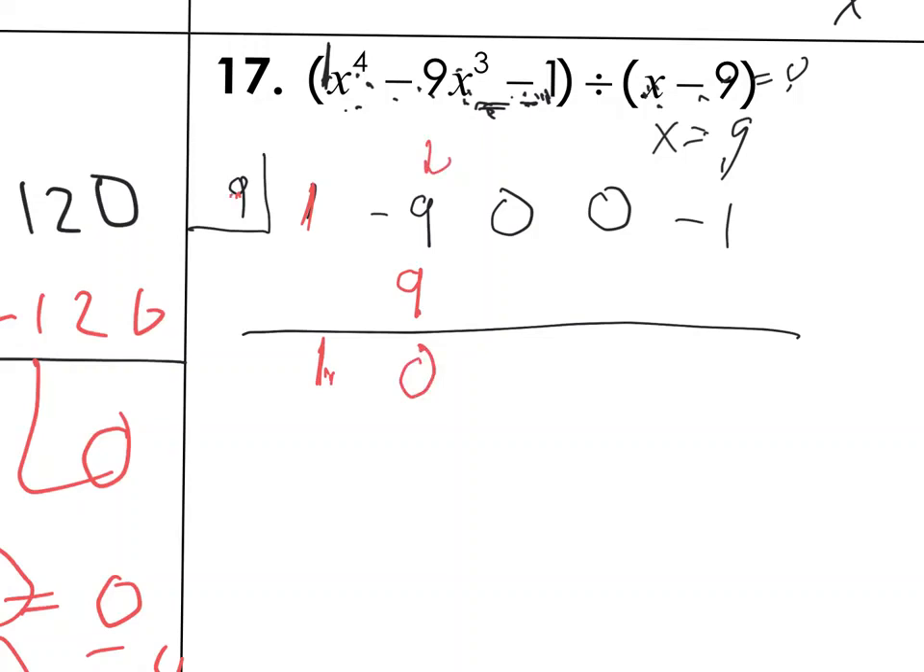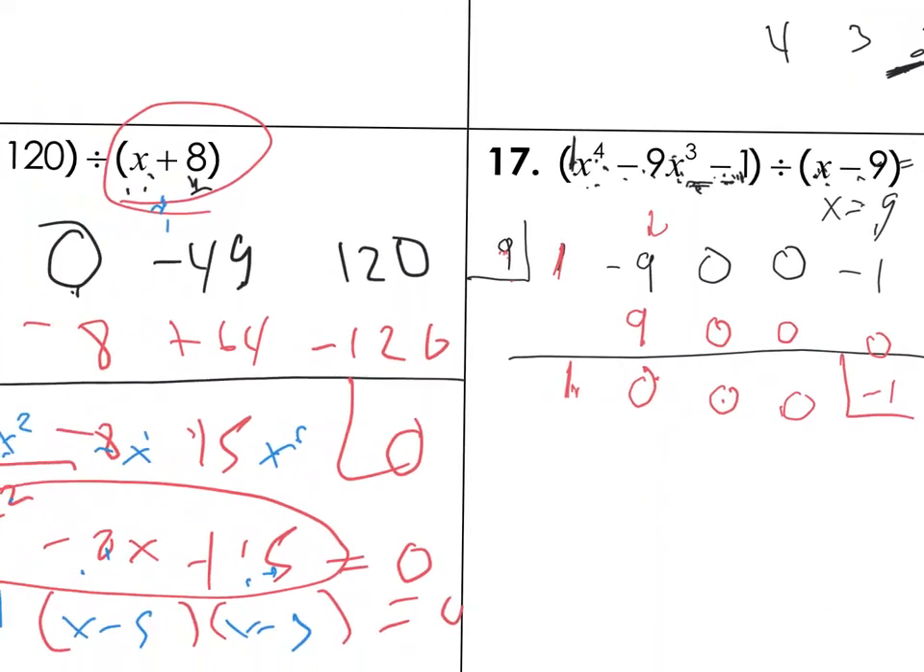Now I got to take 9 times 0, which is 0. Add straight down. 0. 9 times 0 is 0. Add straight down. 0. Not very exciting. 9 times 0 is 0. Add straight down. Leaves the -1.